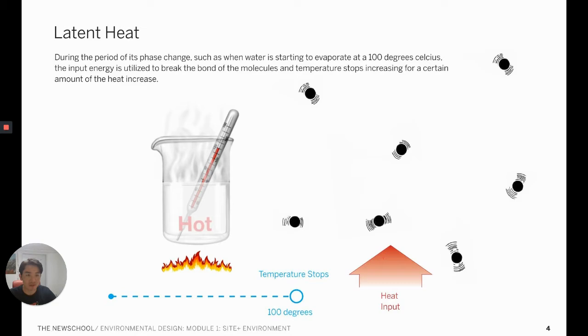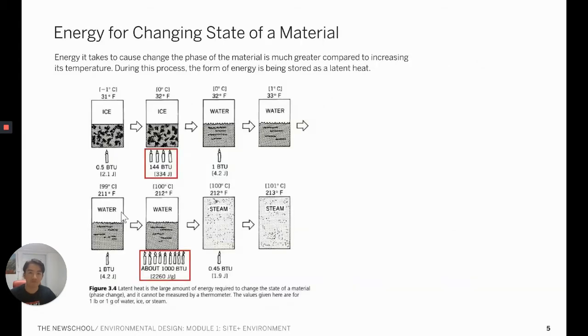This energy is instead stored in the changed phase, and we call this stored latent heat energy. When we think of the magnitude it takes to break this molecular structure and change the phase of the material, it is quite a lot relative to the energy it takes to increase the sensible heat. In the case of water, notice here that it takes only 2.1 joules to increase the temperature of 1 gram of ice by 1 degree Celsius.